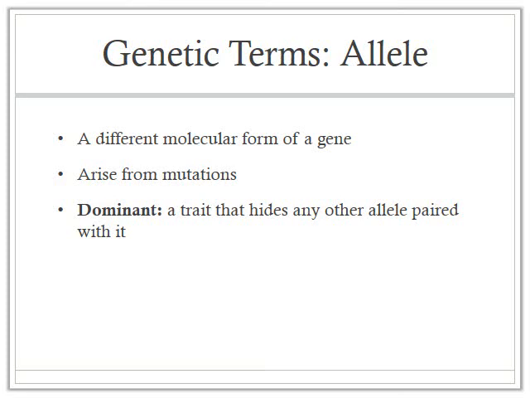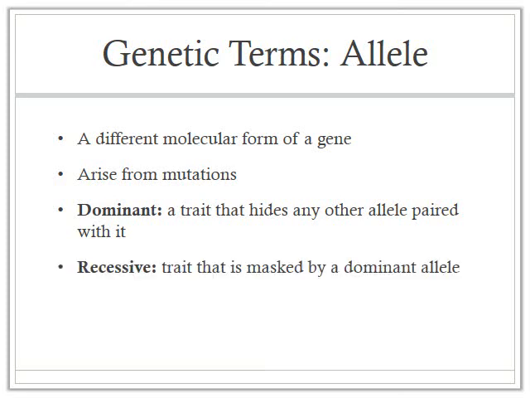Usually this is written as the capital letter. So big A, little a. Big A would be the dominant, just because it's written that way. We have the recessive trait, which will be a trait that is masked or hidden by the dominant allele. So this will be your little a.